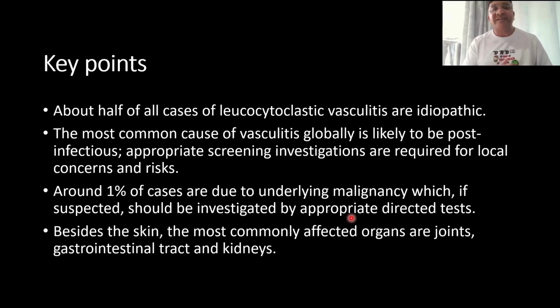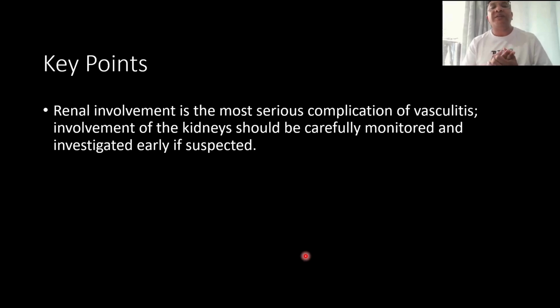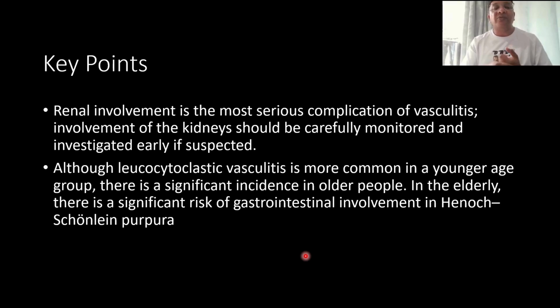And besides the skin, the most commonly affected organs are number one, the joints, two, the GI tract, three, the kidneys. So screen for disease in those systems. Renal involvement is the most serious complication of vasculitis. Involvement of the kidneys should be carefully monitored and investigated early if suspected. Although leukocytoclastic vasculitis is more common amongst younger folks, there is a significant incidence amongst older people. In the elderly, there is significant risk of GI involvement when it comes to HSP, Henoch-Schönlein purpura.